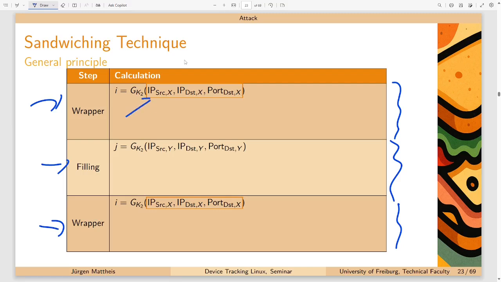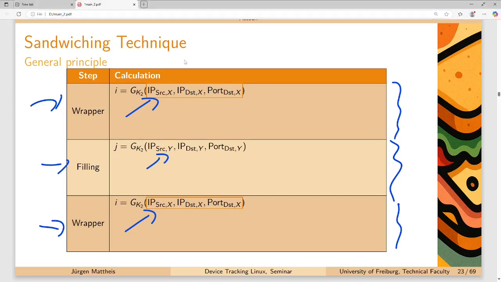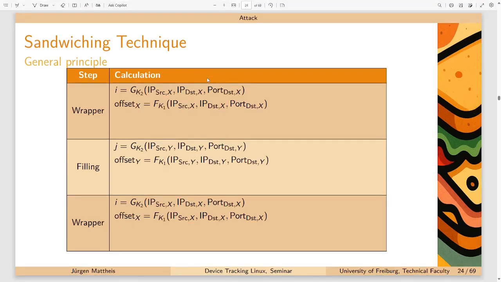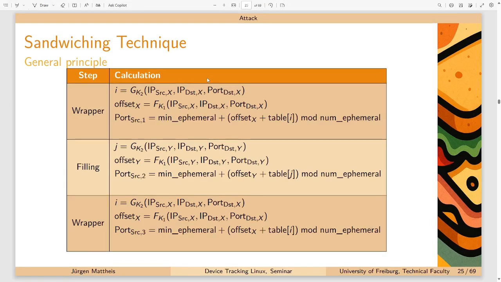In the wrapper steps, you use the same 3-tuple, but in the filling, you use another 3-tuple. That's an important thing to keep in mind. And now we just calculate the double hash port selection algorithm as usual. Then we have this table cell increment.